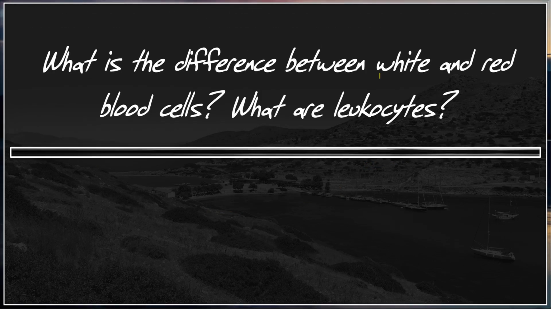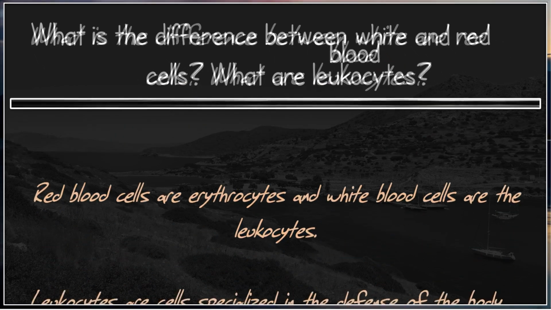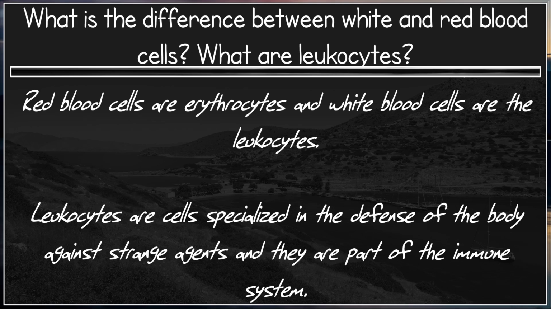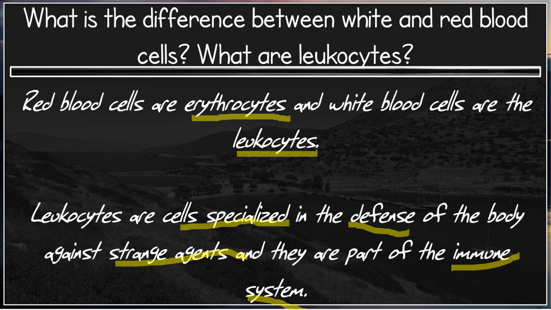What is the difference between white and red blood cells? What are leukocytes? Red blood cells are erythrocytes. White blood cells are leukocytes. Leukocytes are cells specialized in the defense of the body against agents, and they are part of the immune system.